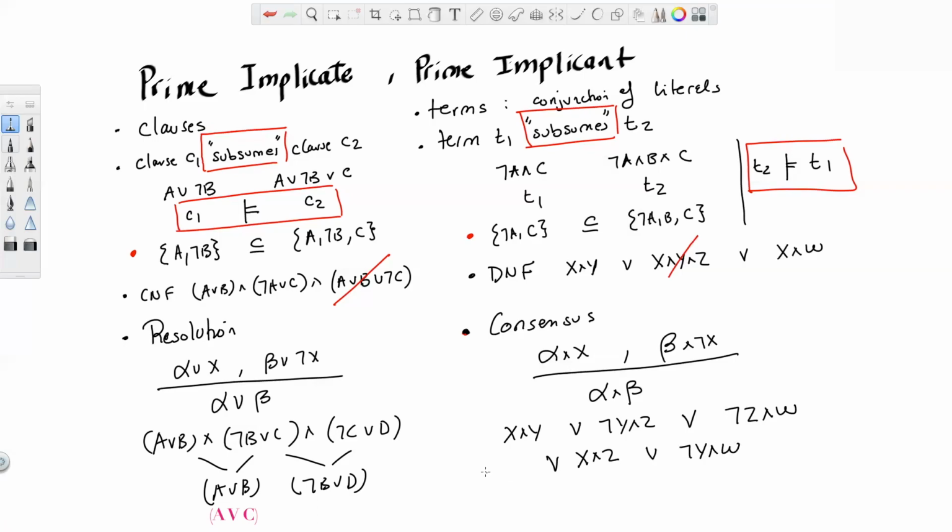All right. So if you think of resolution as allowing us to add more clauses to a knowledge base without changing its logical content, consensus is an operation that allows us to add terms to a DNF without changing its logical content. Okay. So now we have the ingredients needed to define these notions of prime implicate and prime implicants.